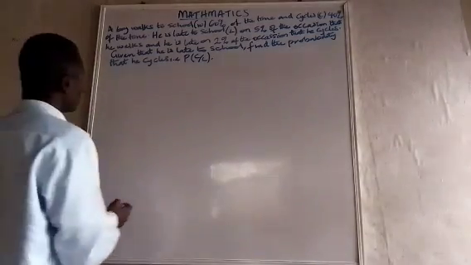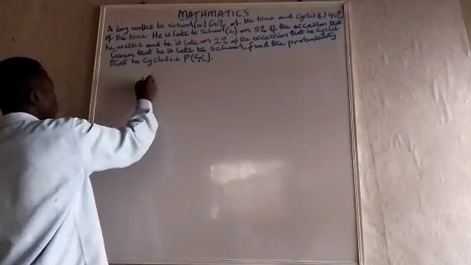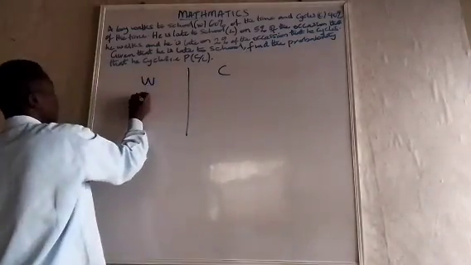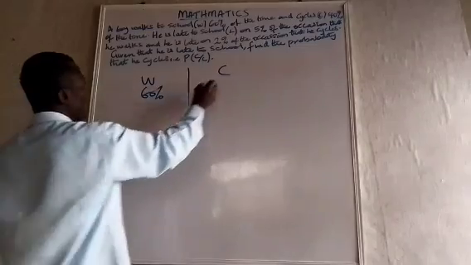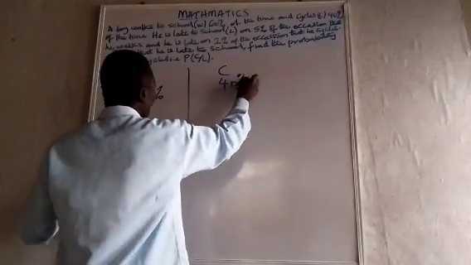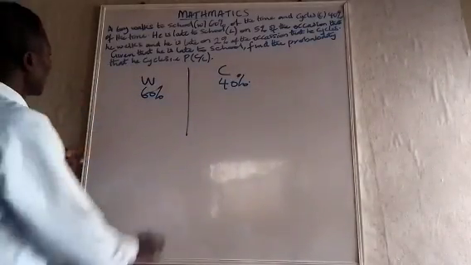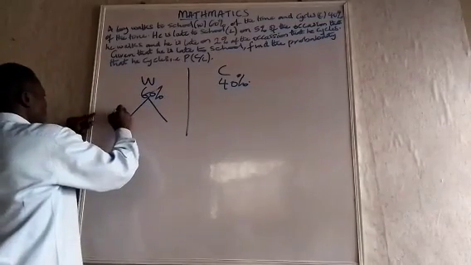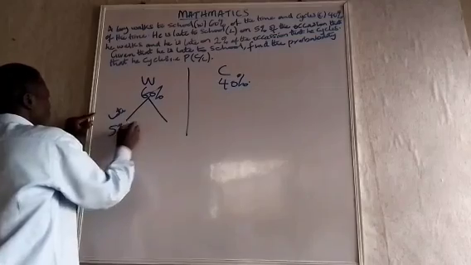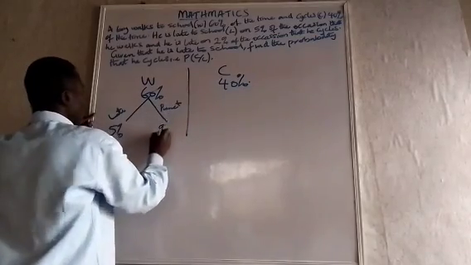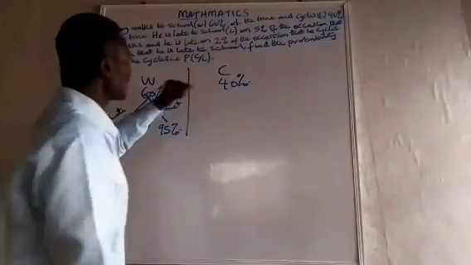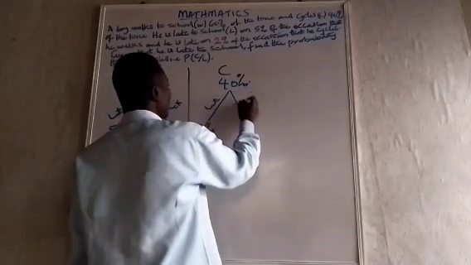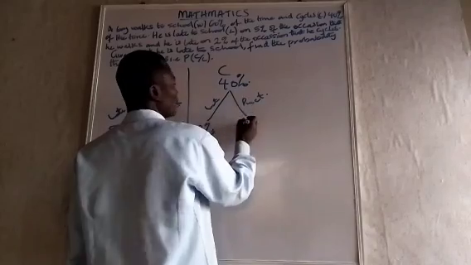Let's analyze the information. So, the boy walks, and this one he cycles. Here, we are told that it is 60% of the time, and this one is 40%. Out of this, he's late when he walks. This is late, 5%, and punctual, 95%. But when he cycles, he's late, 2%, and he's punctual, 98%.